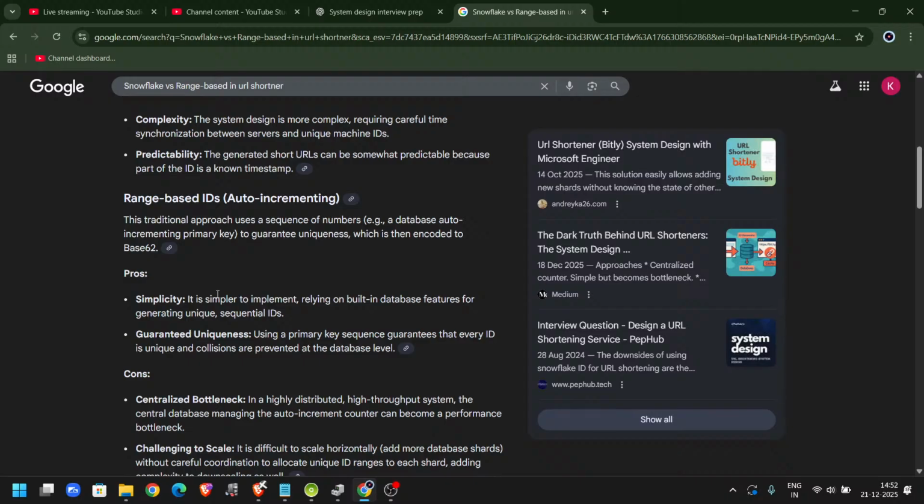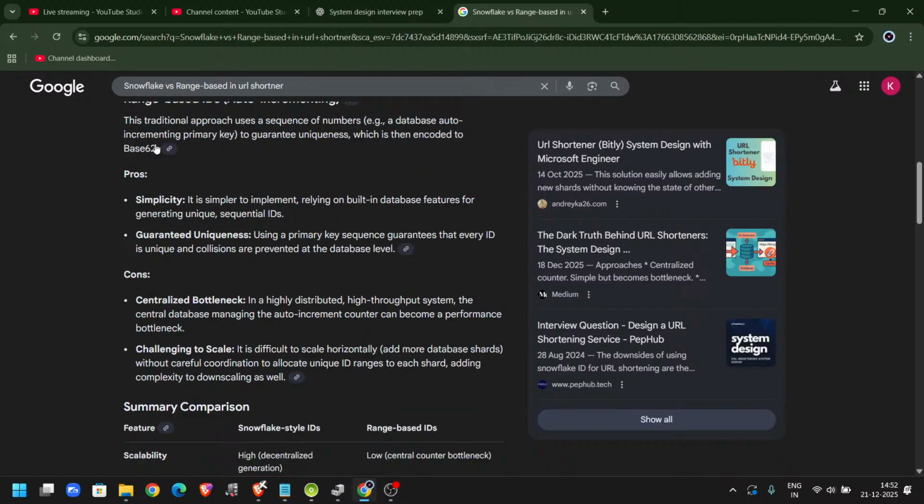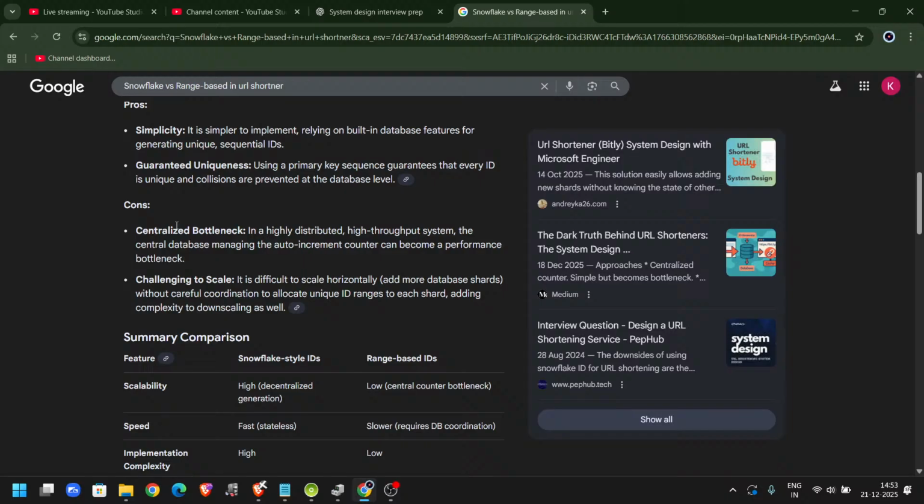Next, auto-incrementing IDs. The traditional approach uses a sequence of numbers, for example a database auto-incrementing primary key, to guarantee uniqueness, which is then encoded to base 62. So base 62 encoding plus counter. Pros: simplicity. It is simpler to implement, relying on built-in database features for generating unique sequential IDs. It is simply a counter. It simply does +1, +1. That's it.